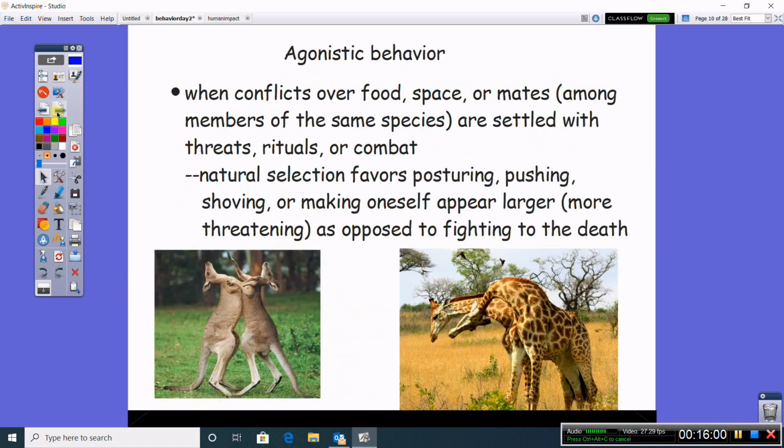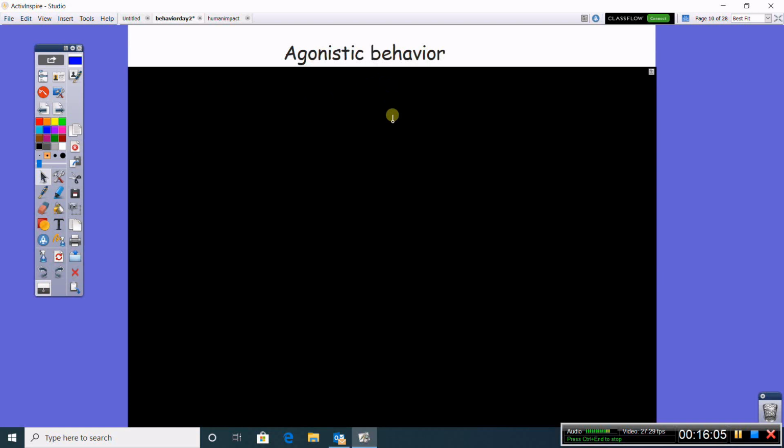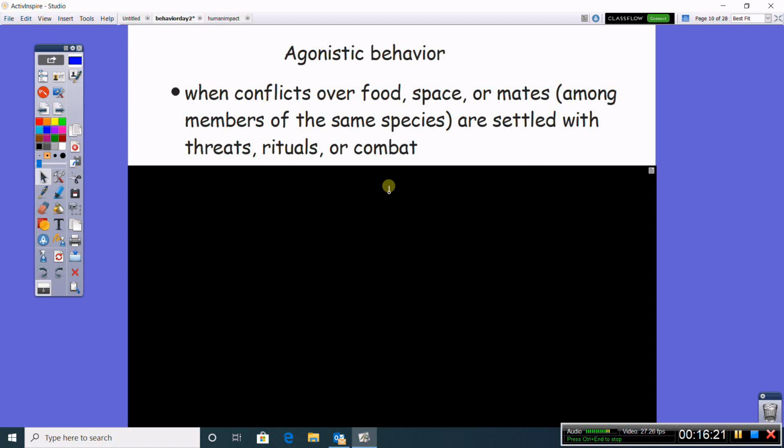Okay, let's keep moving. All right, let's talk about agonistic behavior. When I hear agonistic behavior, I tend to think of an antagonist in a story that you might read in your English class. So to me, that reminds me of that. This is when conflicts over food, space, or mates among members of the same species are settled with threats, rituals, or combat.